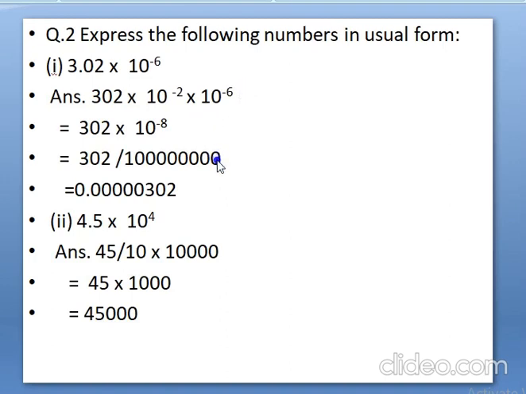So that we will write in the fraction form. So 302 divided by 1 followed by 8 zeros, so after the decimal we will have 8 digits. Second one, 4.5 into 10 to the power 4. So 4.5 will become 45 by 10 into 10,000. So 10 and 10,000 will be simplified, we will get 1000. So 45 into 1000 is 45,000.